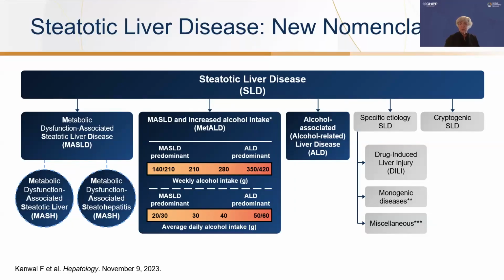And then as we keep moving over to the right, we see other specific etiologies that go with that steatotic liver disease. We can see drug-induced liver injury. We can see monogenic diseases such as Wilson's or hepatitis C, genotype 3, and then miscellaneous, and then moving even all the way over to the right, we see cryptogenic, meaning we aren't really sure with the assessment that we've done where that steatotic liver disease is coming from.